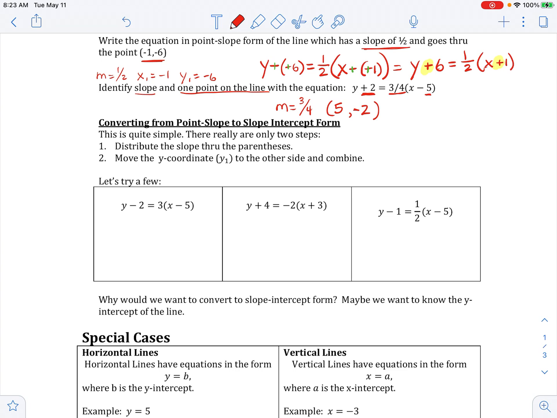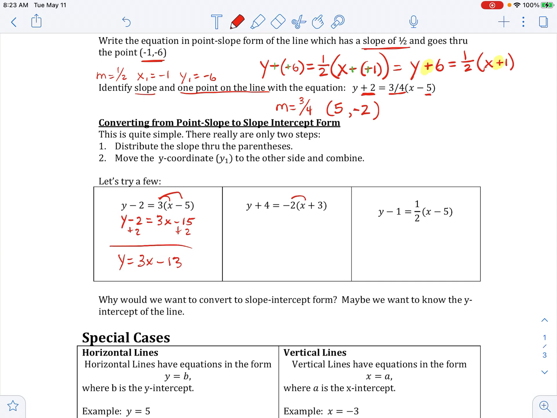Pretty simple to do. All you need to do is distribute through the parentheses and then add the constant with the y to the other side, right? So for example, in this one, we're going to distribute the 3, and then we're going to add that 2 to both sides, and we get y equals 3x minus 13. And now it's in slope-intercept form, y equals mx plus b, and you could tell me what the y-intercept is.